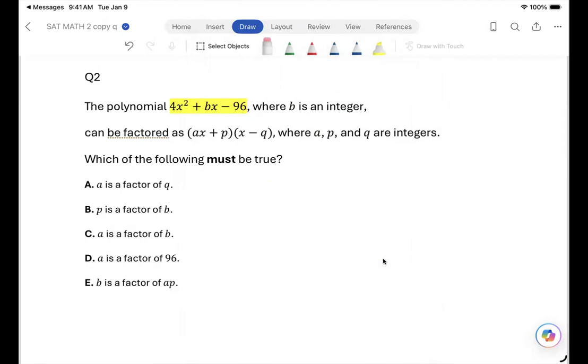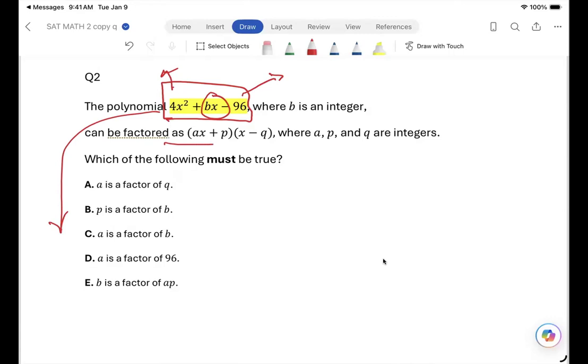They've given you this. This is key. What do you see based on the first question we saw? You can see that A is fixed. C is fixed. The middle number B is not fixed. Therefore, that is everything you're going to use to answer this question. They said it can be factored in this form. A, B, P, Q are all integers. Which of the following must be true? This is key, right? The same thing.